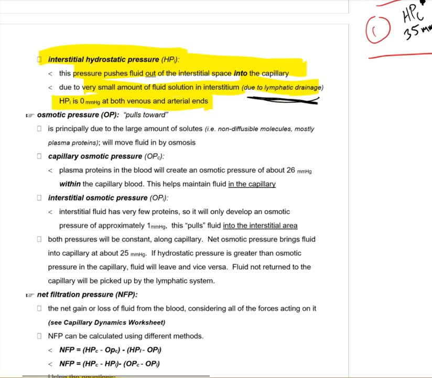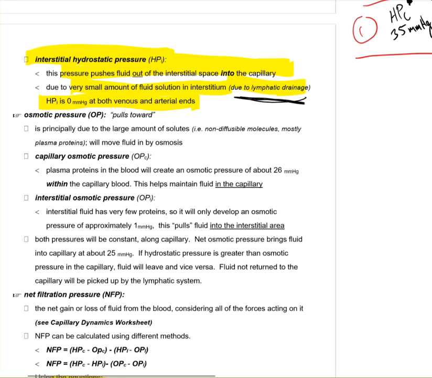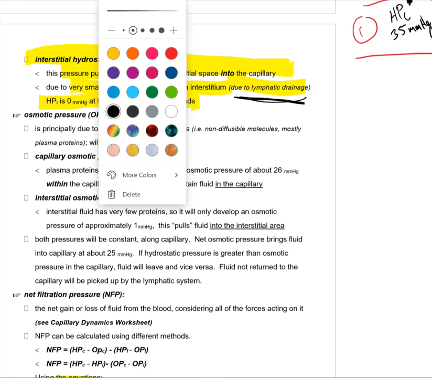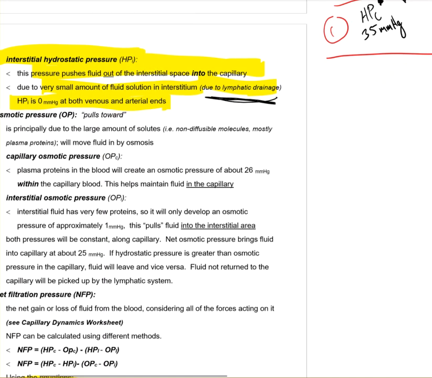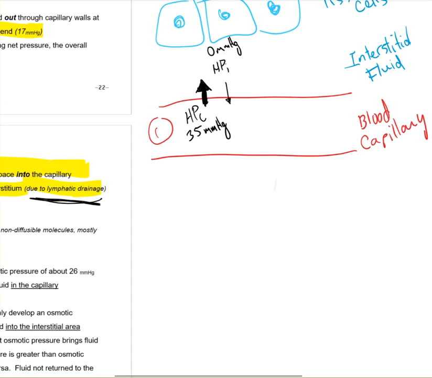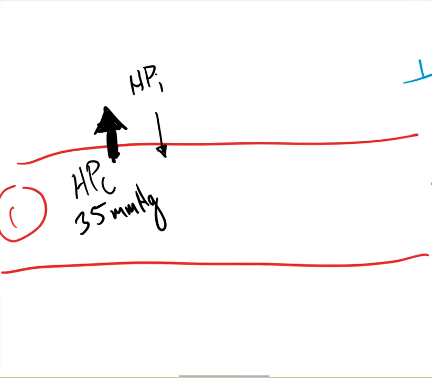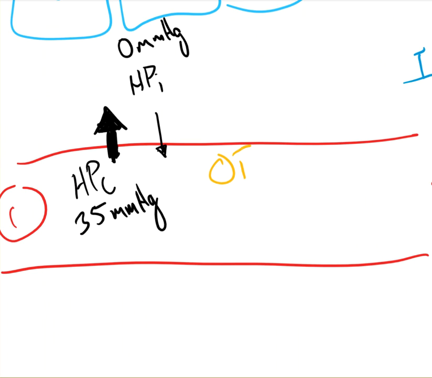So capillary osmotic pressure, OPC, we'll use a different color. We used black for this one. Why don't we use kind of this orange color? I don't know why, but we haven't used that color yet. So we have what we call capillary osmotic pressure. Let's zoom in to our thing. So we say OPC, and OPC is due to plasma proteins that are here in the blood, and plasma proteins are too big generally to move out of the blood. Okay, plasma proteins.